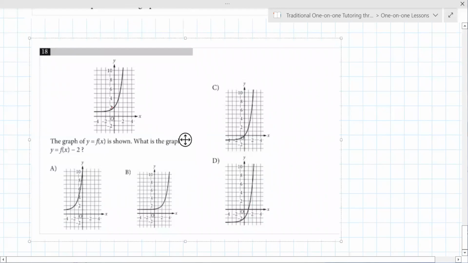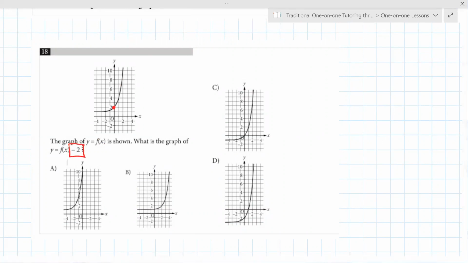So notice the original graph up here goes through 2, and it says the graph of a function is shown. They're telling you, hey, this is given up here. And they're saying, what is the graph of f of x minus 2? From our previous problem, what do we know that minus 2 does? Just moves the graph down 2. Moves it down 2. So which of those moves down 2? And A looks like it moves up. So we would say C.